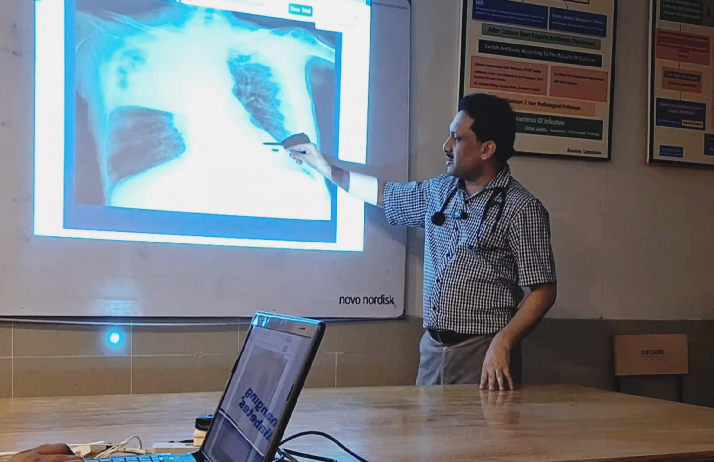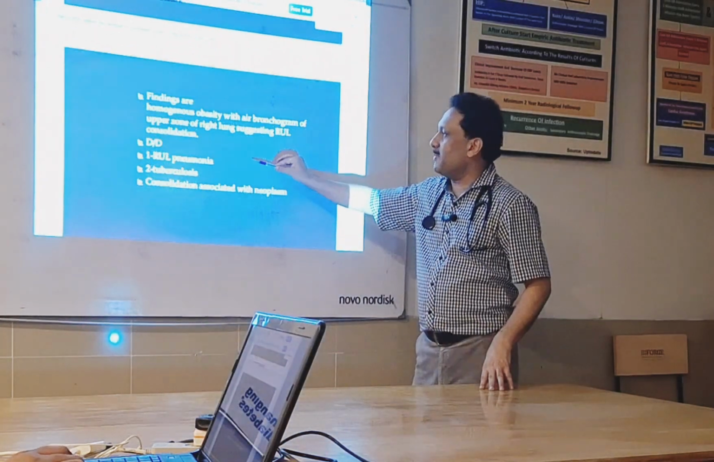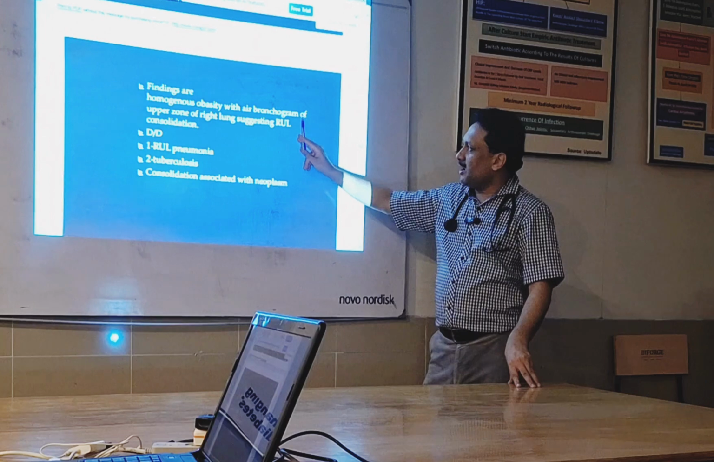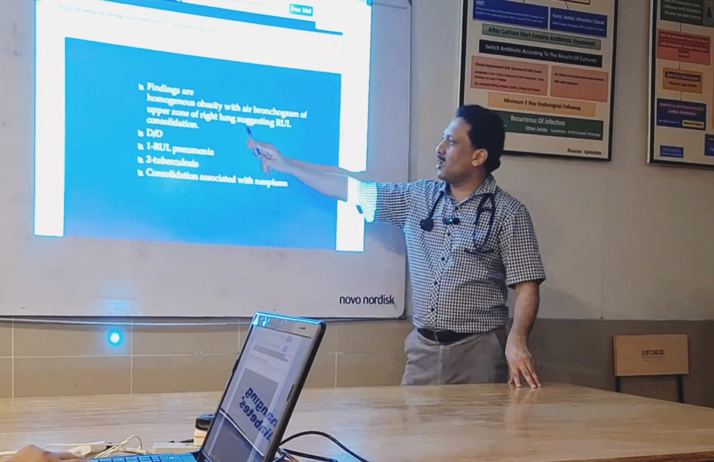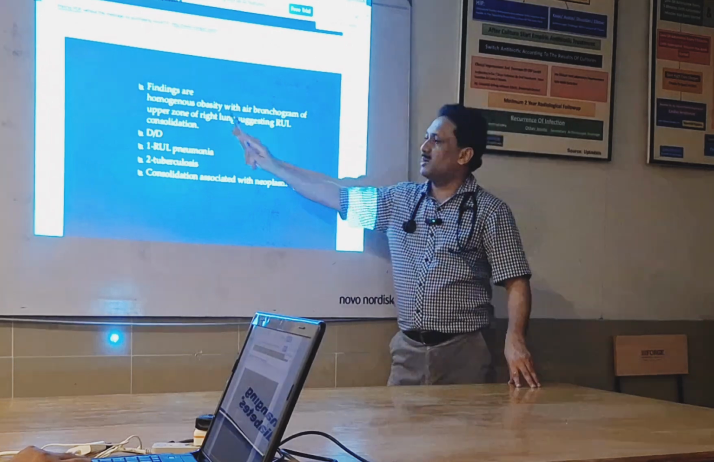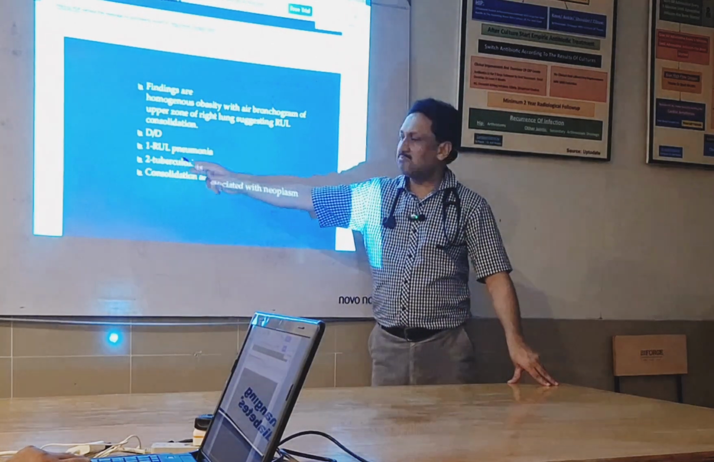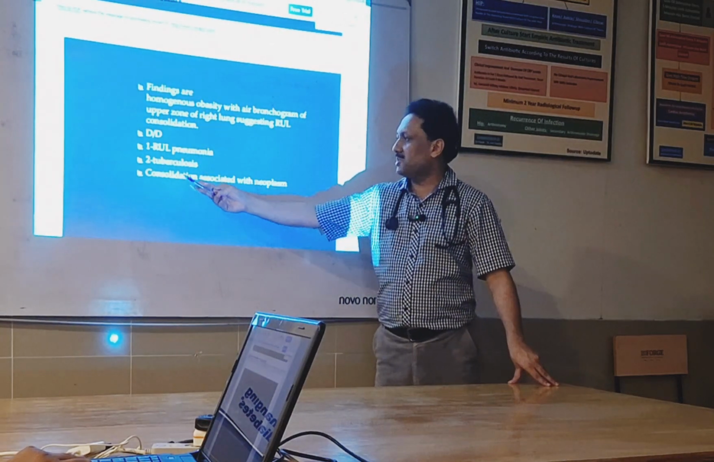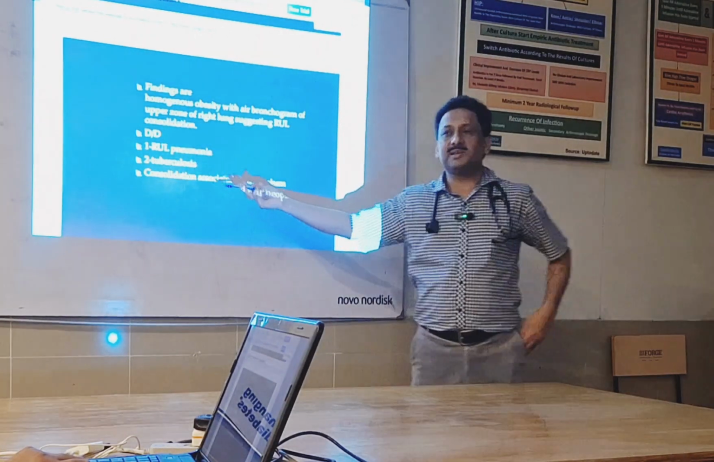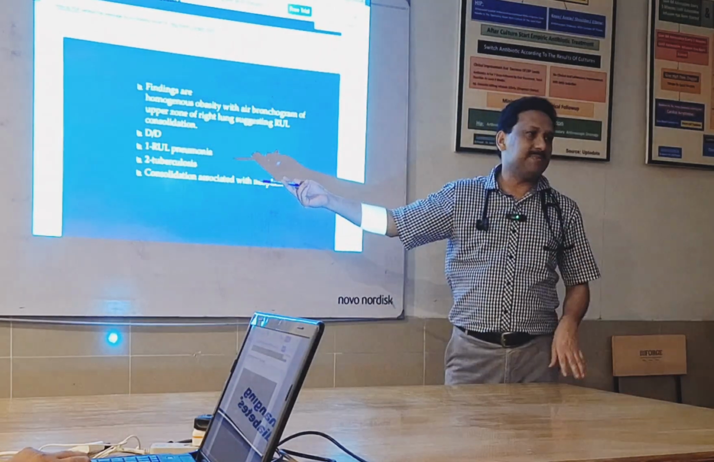So just read what the radiologist is interpreting here. Homogeneous opacity with air bronchogram of upper zone of right lung suggesting right upper lung consolidation. And the DDs are, it may be pneumonia, it may be tuberculosis, it may be consolidation associated with neoplasm. At least we cannot clearly identify the neoplasm here. Move on.